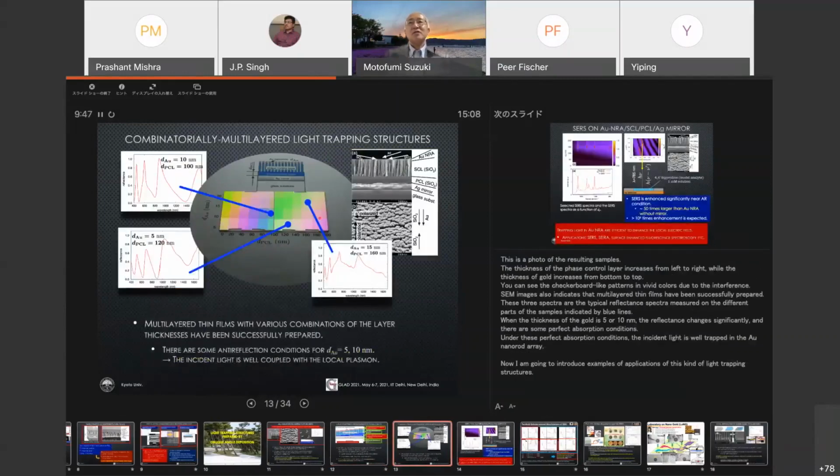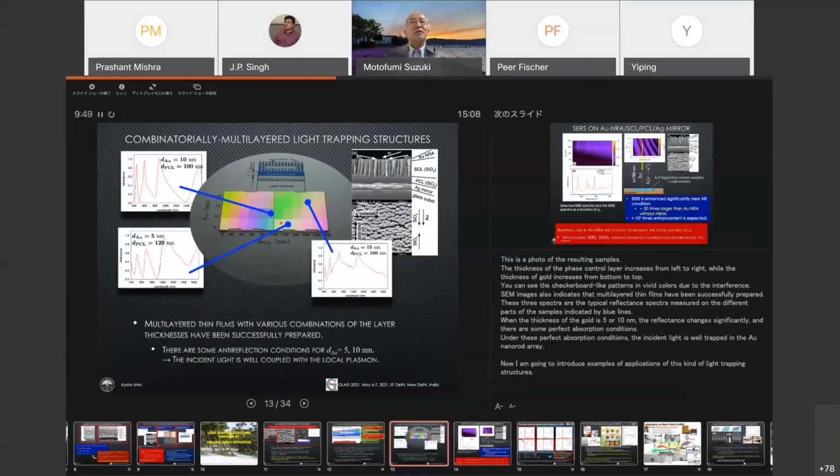This is a photo of the resulting samples. The thickness of the phase control layer increases from left to right. And the thickness of the gold increases from bottom to top. So you can see clearly the checkerboard-like patterns in vivid colors due to the interference. SEM images also indicate that the multi-layered structures have been successfully prepared.